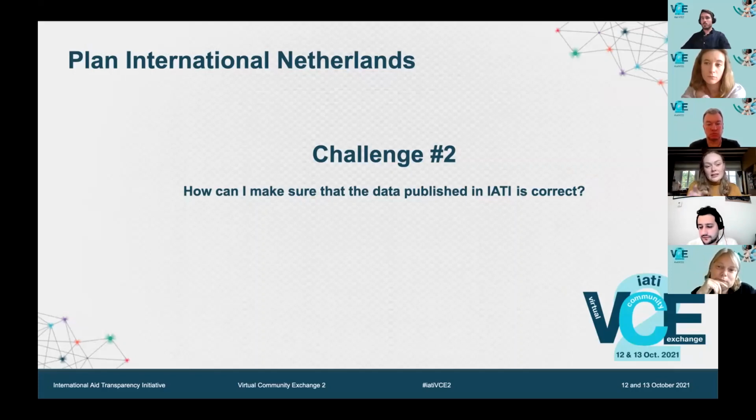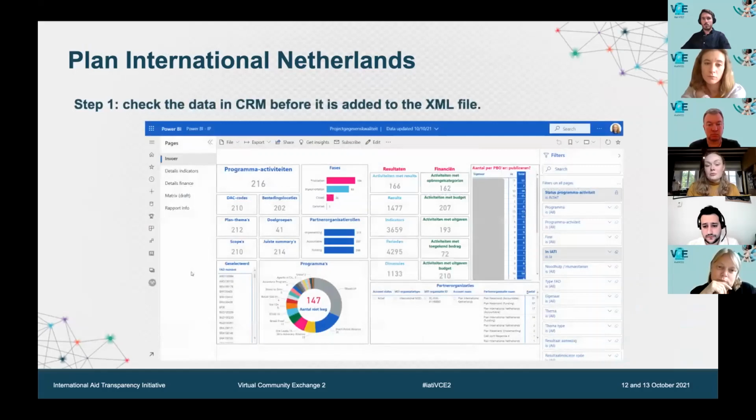So on the next slide, I'm showing you our two-step process. First, we control the data that's in our CRM system. So before it's in IATI, it's just in our system, and we're able to see at a glance in multiple views which person, so which project manager, inputted which data and which not.